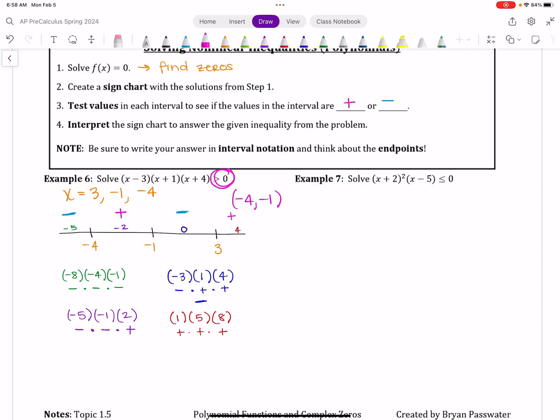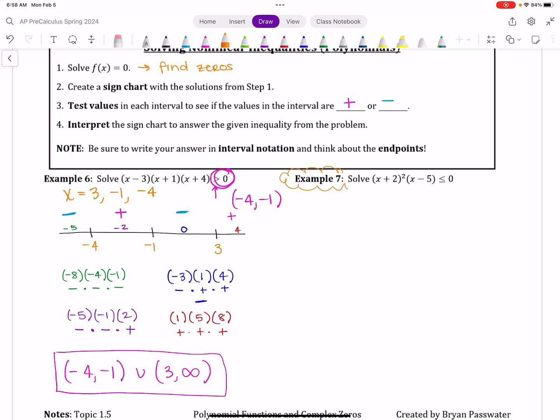So we know our function is greater than 0 from negative 4 to negative 1 and from 3 to infinity. And remember, we were using open intervals because it is strictly greater than 0. So I want you guys to try example 7.